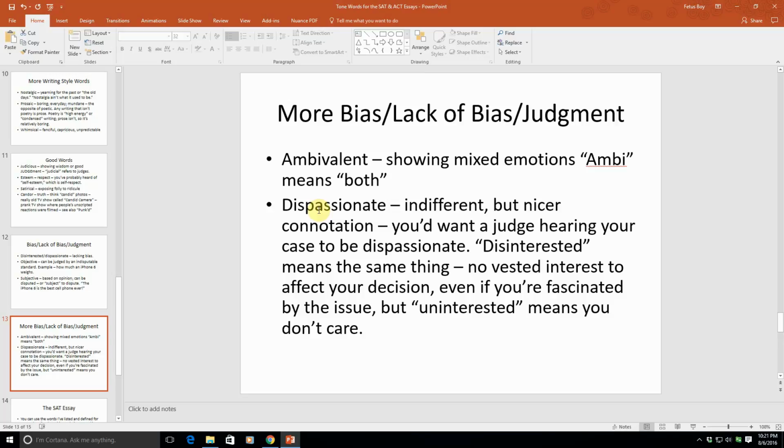So again, disinterested means the same thing. You don't have a vested interest to affect your decision, even if you're fascinated by the issue. But uninterested would be the judge being, oh God, not this boring case. Ugh. That is not something you would want a judge to do.